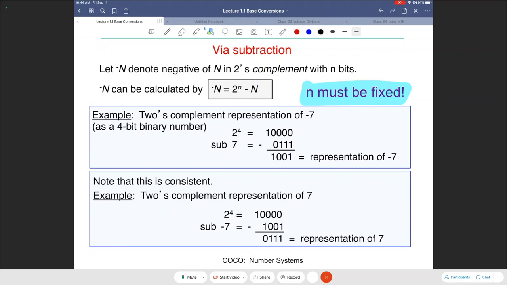That represents -7. How about +7? For +7, we would do 2 raised to 4 subtracted from -7. That would give us 0, 1, 1, 1. That is how you represent 7. And it is consistent with sign magnitude representation. So that definition applies the same for negative numbers and positive numbers. But for positive numbers, I don't need to worry because it's going to be the same as sign magnitude representation.